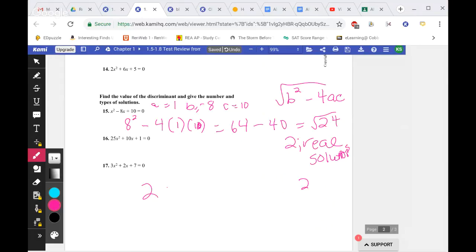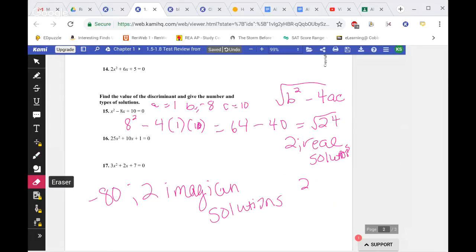So do I need to take that out of that? Yep. It's two. Just write this: two imaginary solutions. I don't even need to put what it was. You can put negative 80. You don't even have to put it in the radical. Okay, that was my question. Thank you. You can just write negative 80.